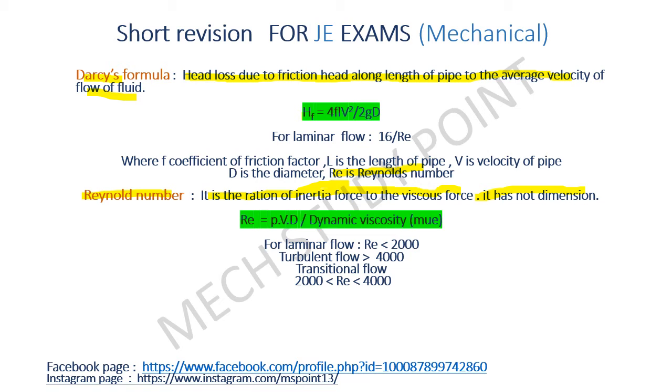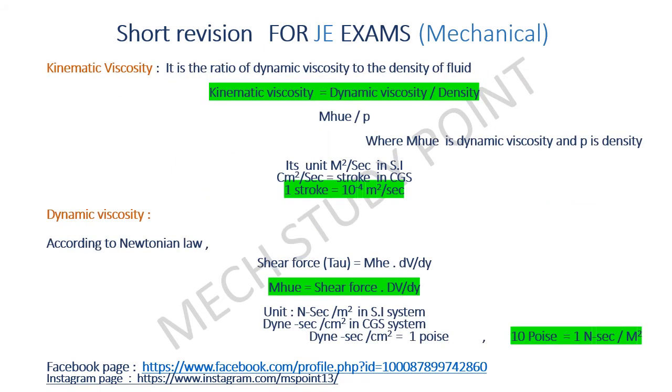Some important conditions of the flow: for laminar flow, the Reynolds number is less than 2000, and for turbulent flow it is greater than 4000, and for transition flow it is greater than 2000 and less than 4000.